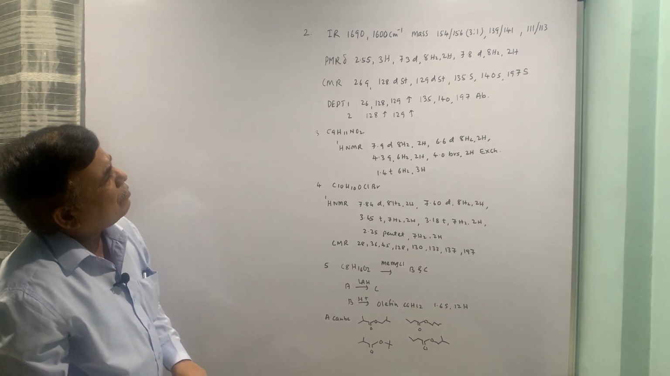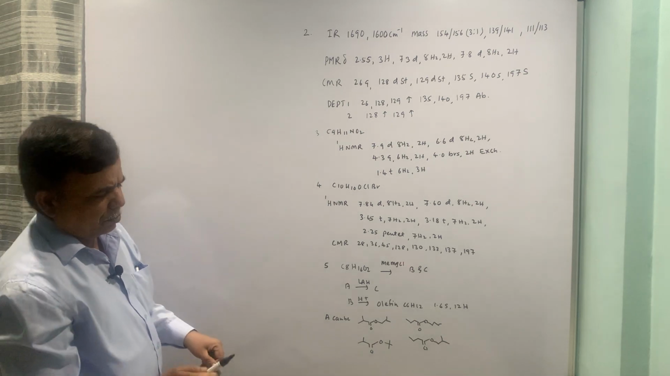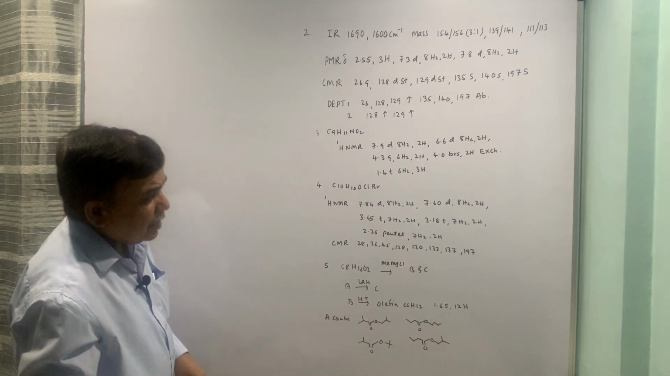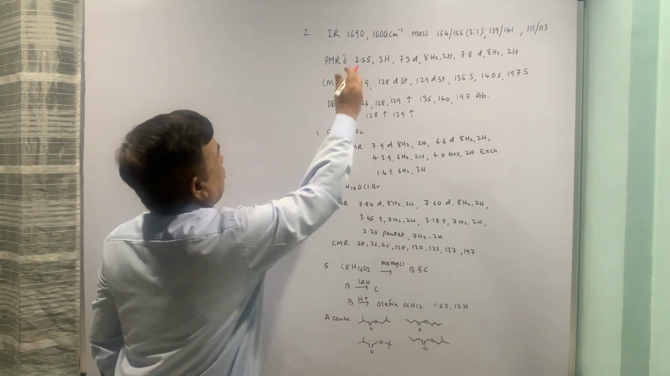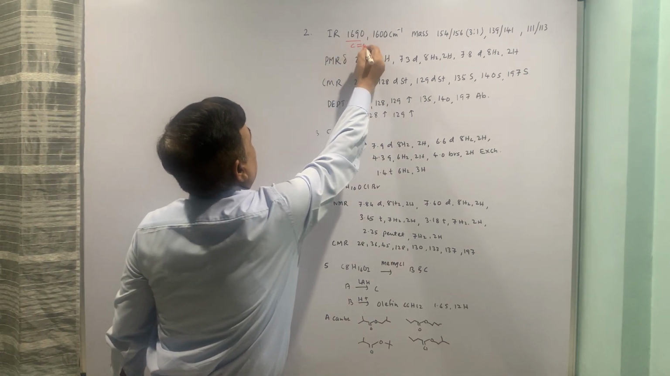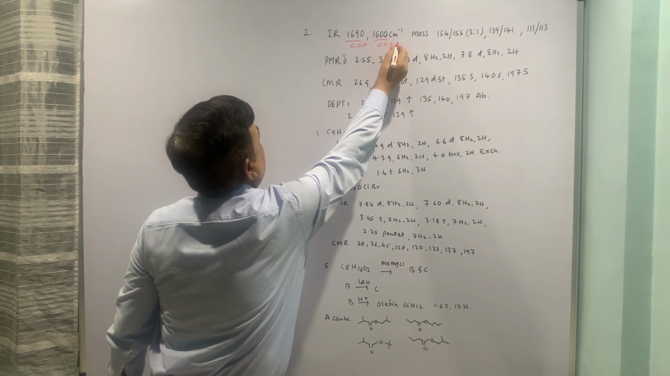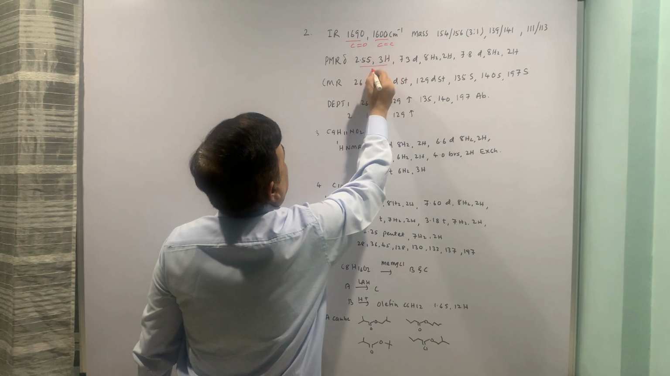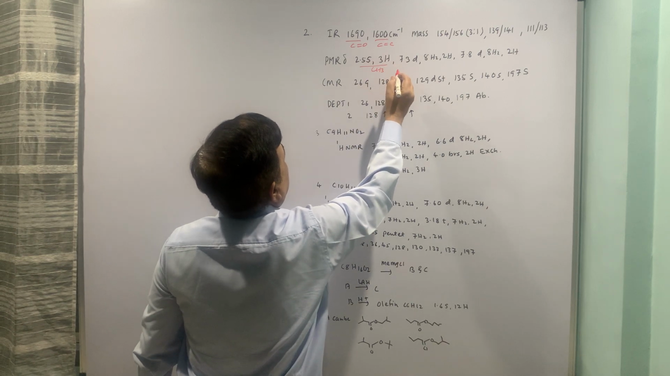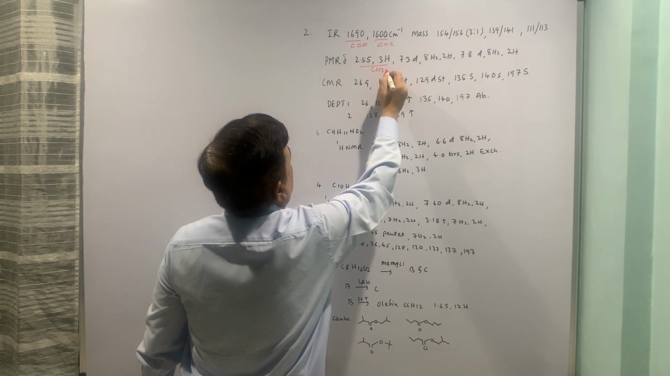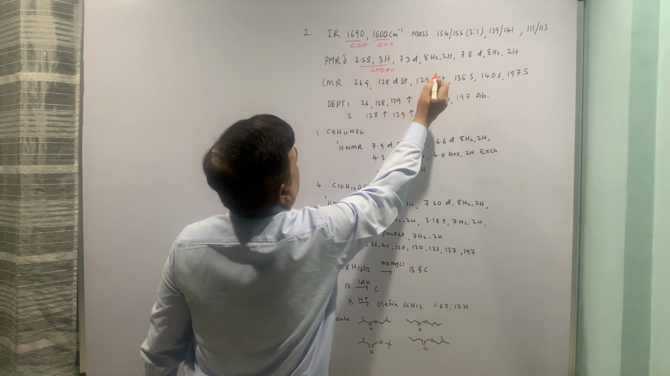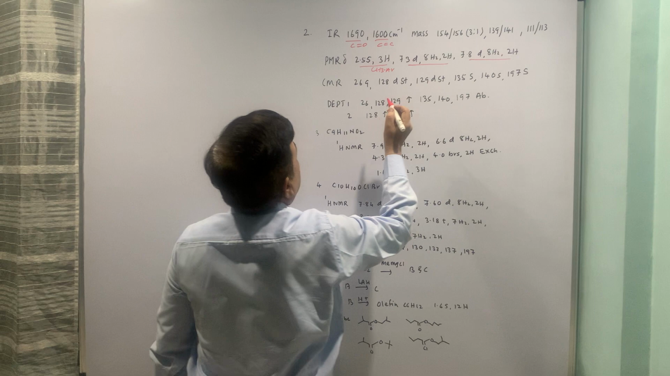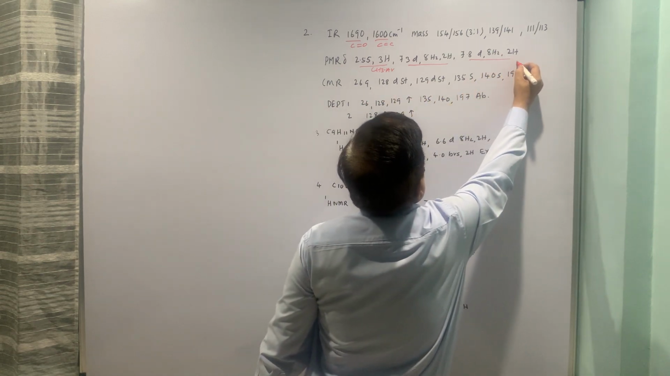Mass data is given. Mass we have not done, so I will not talk much about mass spectrometry here. I will just tell what things are given over here. This looks like carbonyl, this looks like C double bond C, that much we can say. Singlet, this is CH3 maybe attached to aromatic ring. Doublet, 2 protons, this means it is a para disubstituted ring.